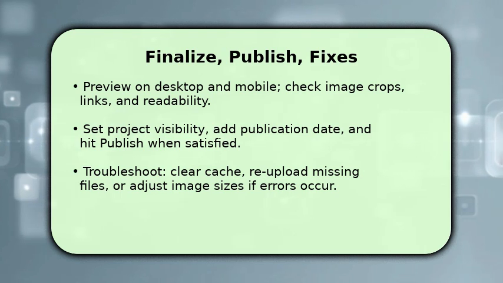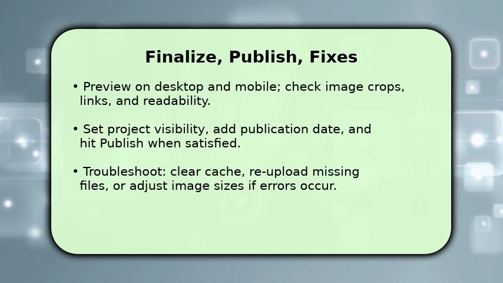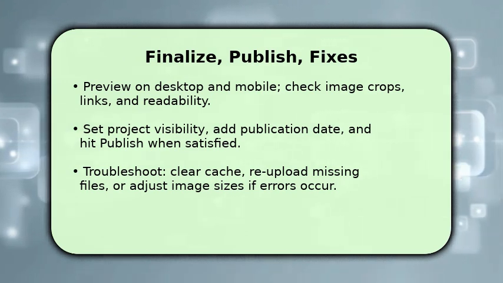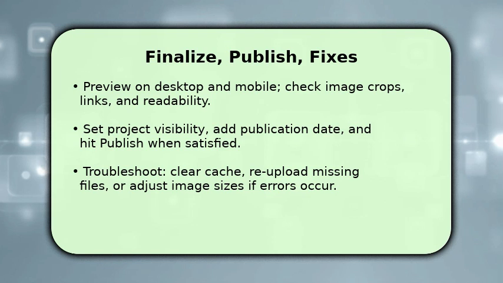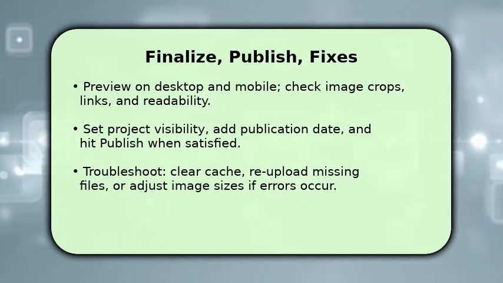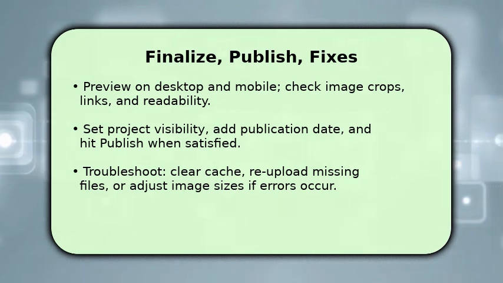Once everything reads clearly, choose Visibility and Publication settings, select a publish date if you want a delay, and press Publish. If something goes wrong, clear your browser cache and re-upload any problematic assets. If uploads still fail, reduce image resolution slightly, and try again to avoid timeouts or format mismatches.